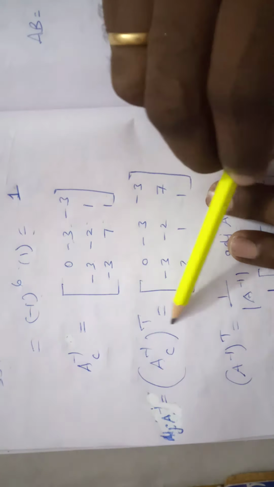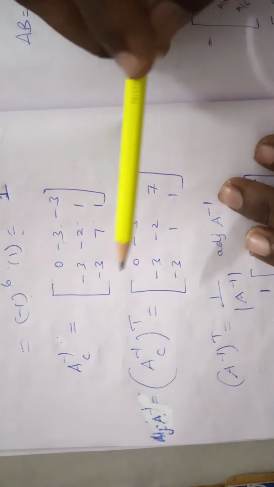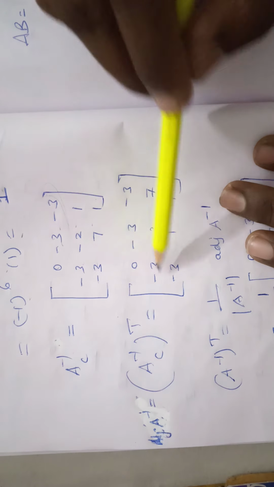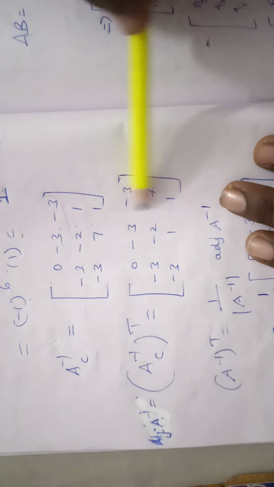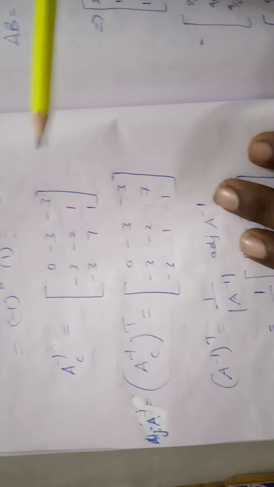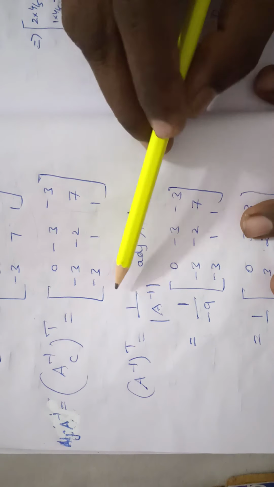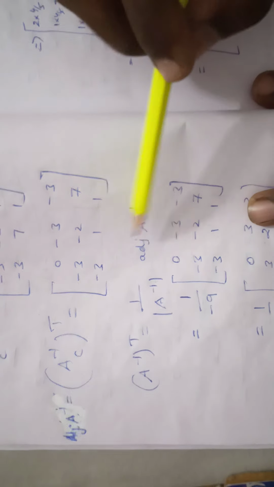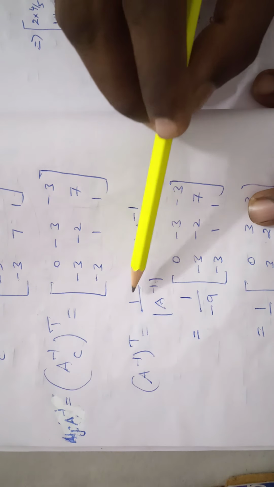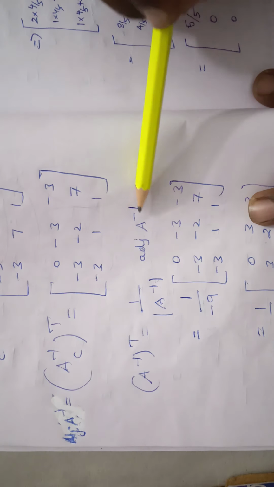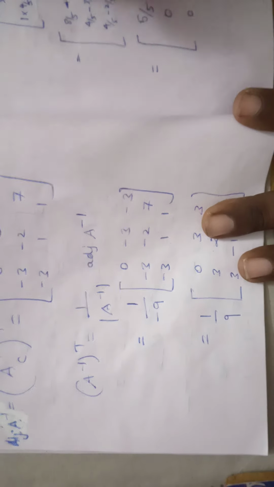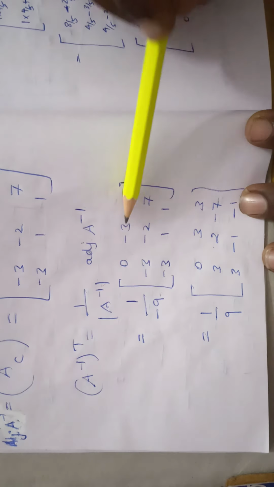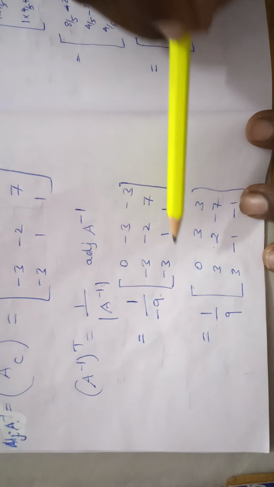The adjoint of A inverse is the transpose of the cofactor matrix. Taking the transpose, all the rows are changed into columns: the first row is changed into a column, the second row is also changed into a column, and the third row is also changed into a column. So A equals 1 by the determinant of A inverse into the adjoint of A inverse. So 1 by minus 9 into [0 -3 -3; -3 -2 7; -3 1 1].